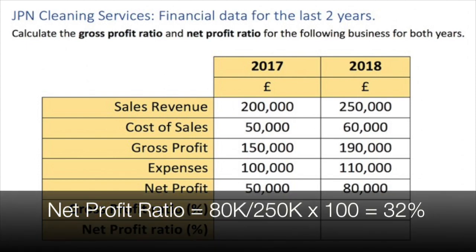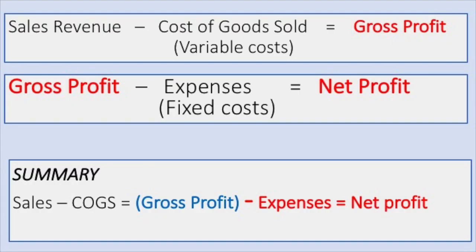So the net profit for the business is 80,000, and we work that out by starting with 250,000 sales minus the costs of goods sold, 60,000, minus the fixed costs or the expenses is 110. So do 250 minus 60 minus 110, you get £80,000 net profit. Divide that by the original sales of 250,000, 80 divided by 250 multiplied by 100, or 80,000 divided by 250,000 multiplied by 100, 32%.